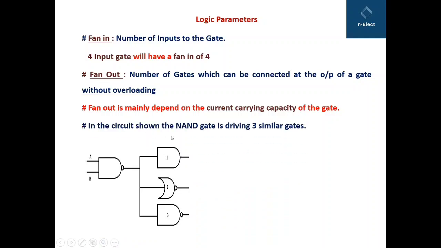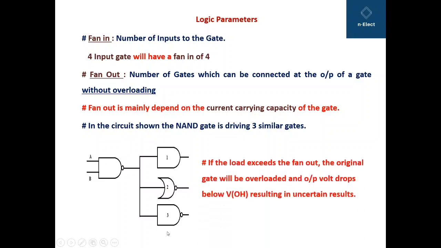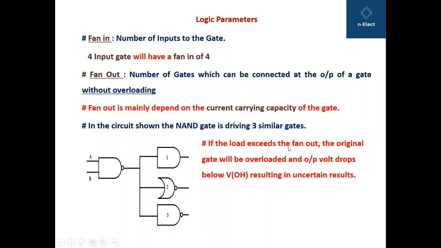In the circuit shown, the NAND gate is driving 3 similar gates, as you can see here. If the load exceeds the fan-out, meaning if we increase the number of gates here, the original gate will be overloaded and the output voltage will drop below VOH, which will result in uncertain results. The circuit shown has a fan-in of 2 inputs and it is driving similar gates, 1, 2 and 3, so a fan-out of 3.